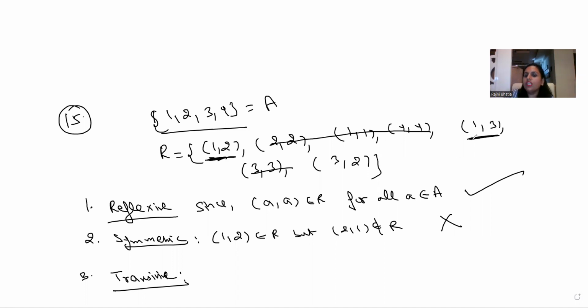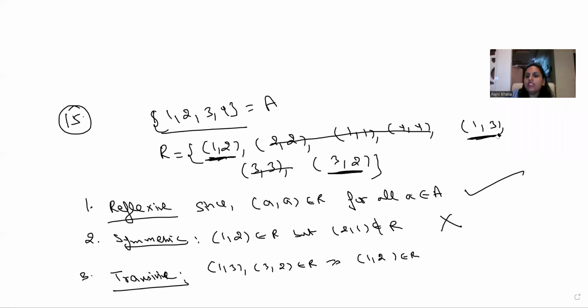This is 1, 3. We will search for 3, something. 3, something is this. So 1, 3 and 3, 2 belong to R. So their A, C is 1, 2, which is also in R. So this is transitive. Now we'll move to the next part.